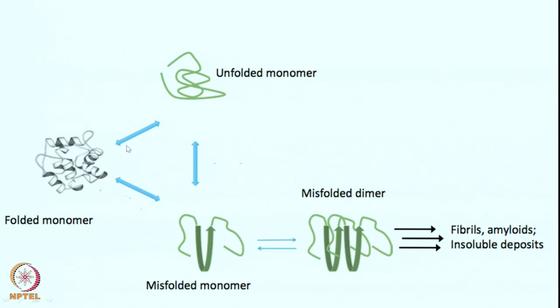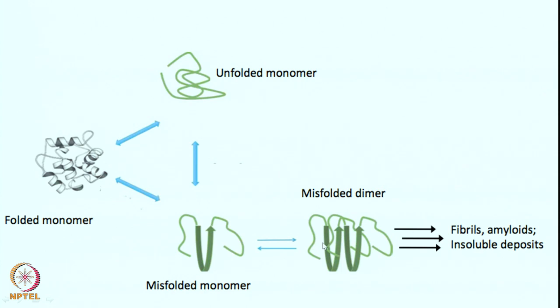As you have seen, both calcium and zinc can bind with the protein backbone in an organized fashion. But this sort of binding also means that if it is not happening in an organized fashion, the resulting picture can be different disease states such as Alzheimer's disease as well as Parkinson's disease. So, as you can see over here, this is a folded monomer and this is an unfolded monomer, right. These are always in equilibrium and these are misfolded monomers. This misfolded monomer can then go to the misfolded dimer, then that can form fibrils, amyloid and insoluble deposits.